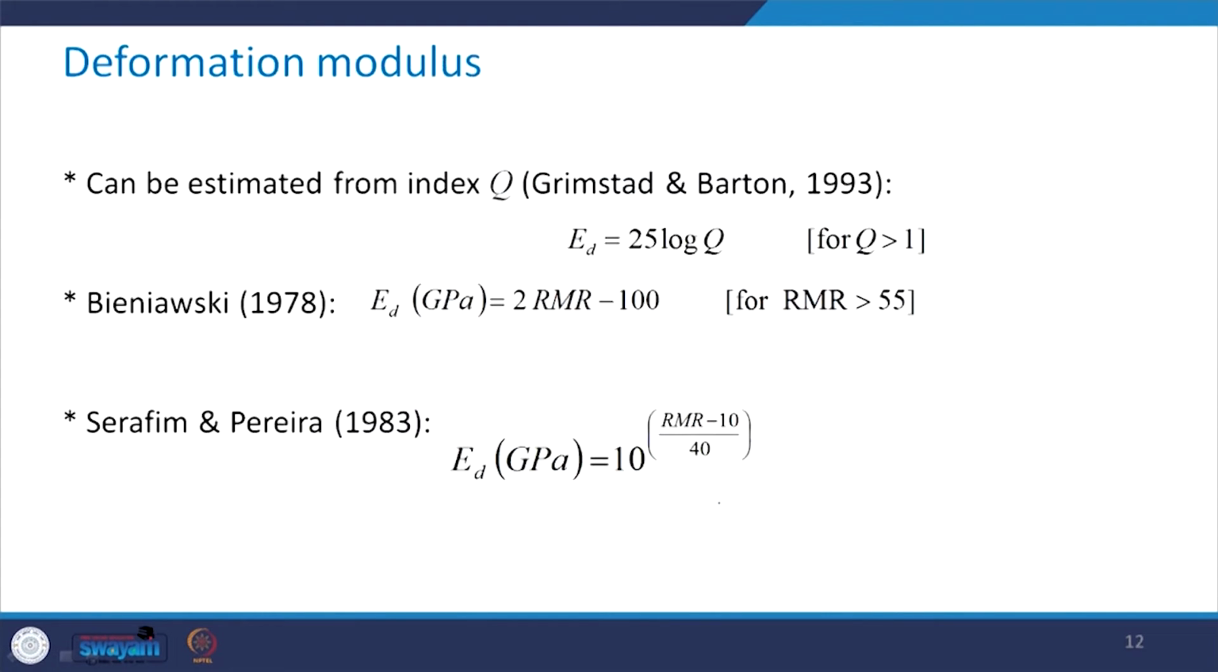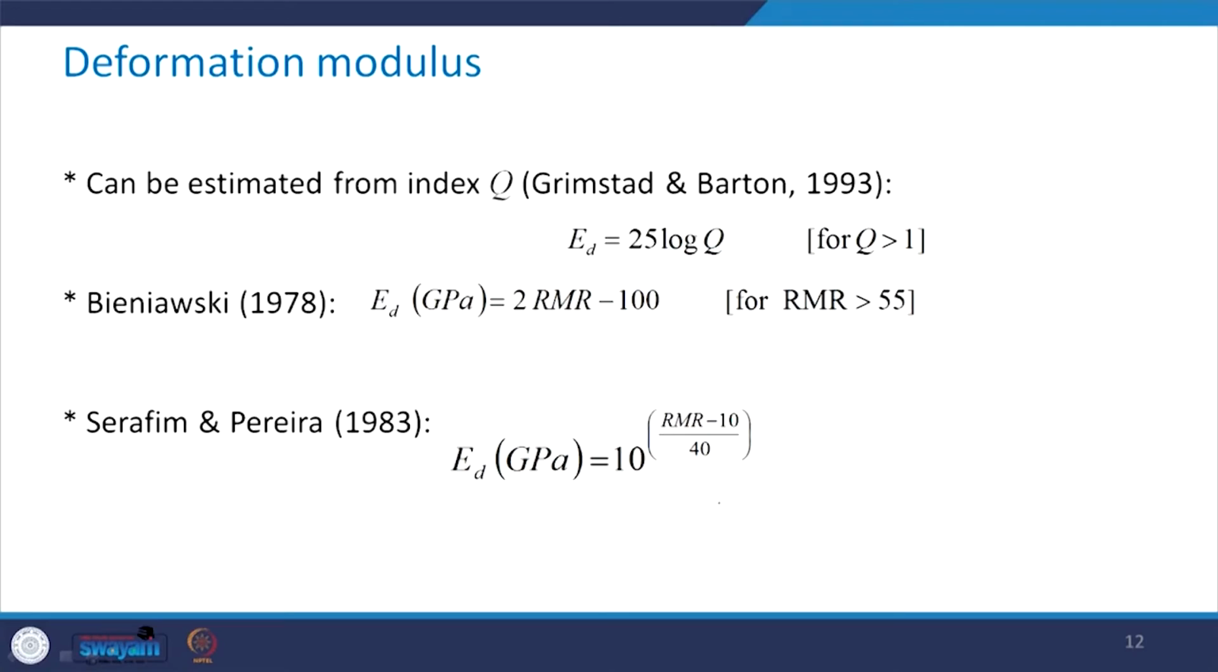Now, let us have some discussion about the deformation modulus. I have already defined to you what we mean by this. Usually in the case of rock mass, we talk in terms of deformation modulus and not in terms of the elastic modulus. This deformation modulus can be estimated from index Q using this expression, which was given by these two authors in 1993. This expression gives you that deformation modulus is equal to 25 times log of Q, and the condition on Q was that Q should be greater than 1.